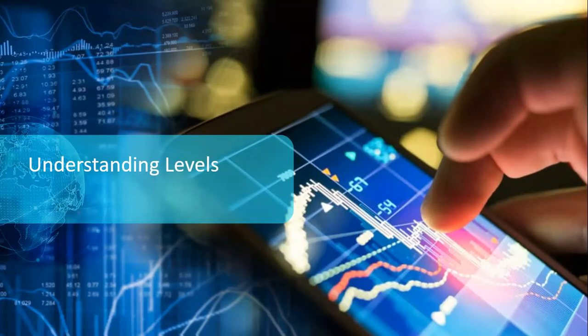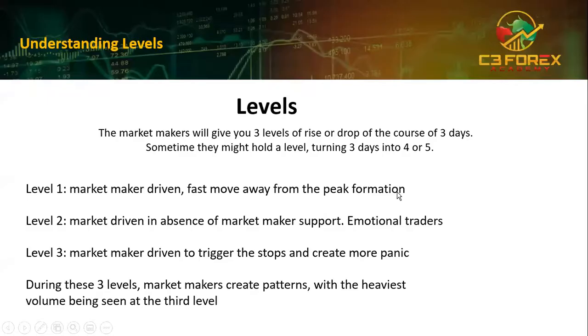Understanding levels. In this video, we're going to be talking about levels, how to identify levels, level confirmations, and what trades happen on what levels. The market maker will give you 3 levels of rise or drop over the course of 3 days. Sometimes they might hold a level, turning 3 days into 4 or 5.